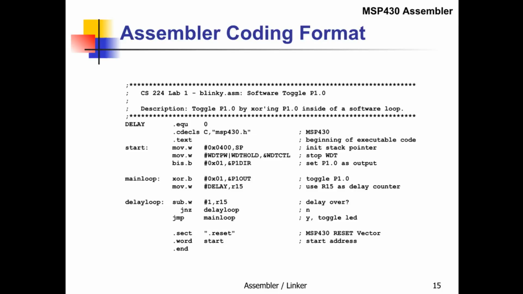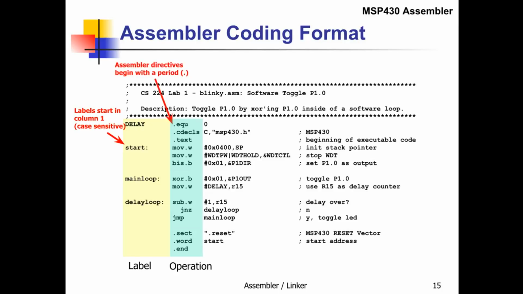Okay, so let's look at an actual assembly program and look at the coding format here. Over on the left we have the labels, and they start in the first column. They're case sensitive, and you can optionally put a colon at the end. That's kind of customary. Then the next column are the operations. You're familiar with these.